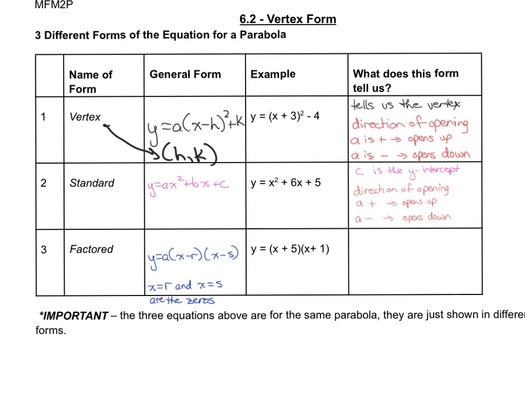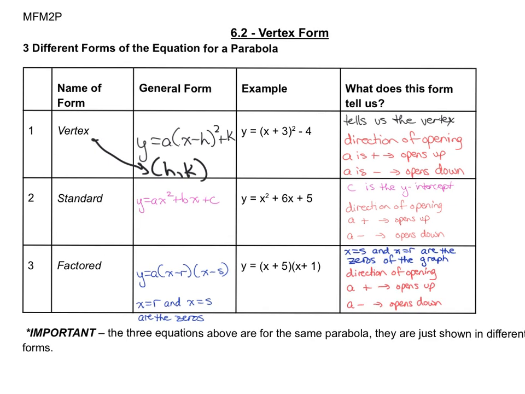Notice how a is in every single general form. It's a(x minus h) squared plus k, and it's ax squared plus bx plus c, and it's a(x minus r)(x minus s). So the a is in every form of the equation, and it is always there to tell us the direction of opening. So take a minute to think about that, and what these different forms tell you, and why sometimes it might be better to have one form over another.